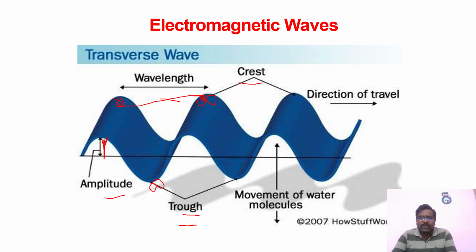These parameters are used to represent the electromagnetic wave. And this is the direction of waveform travel.